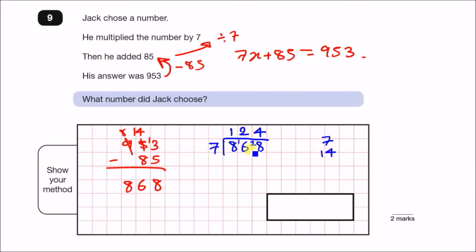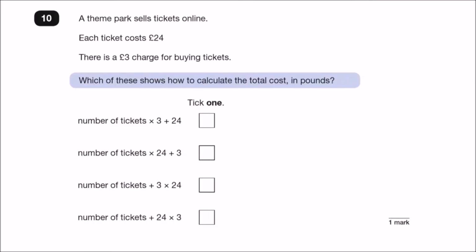7 times 4 gives you 28. So therefore, the original number he chose was 124. That's it.